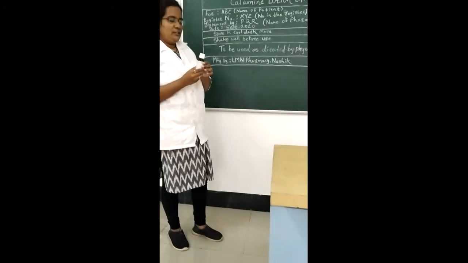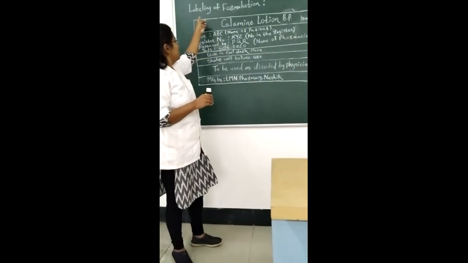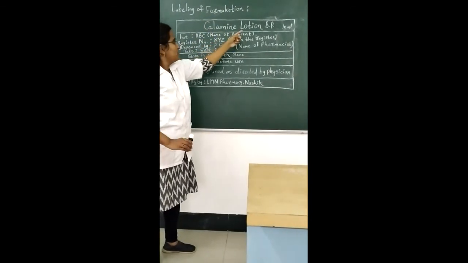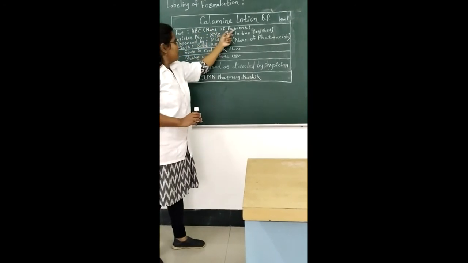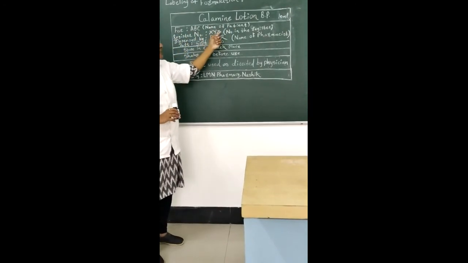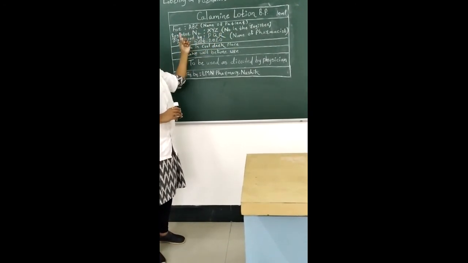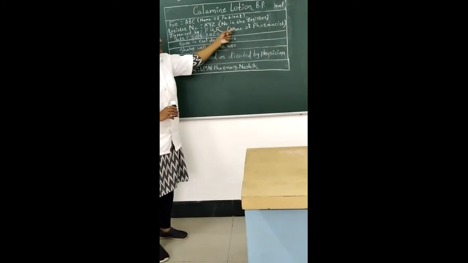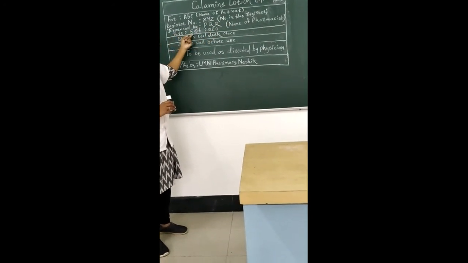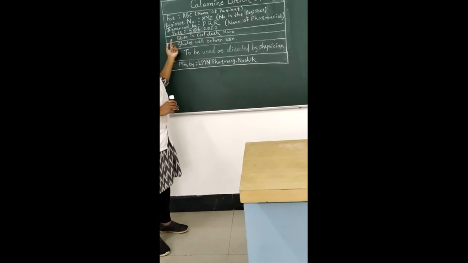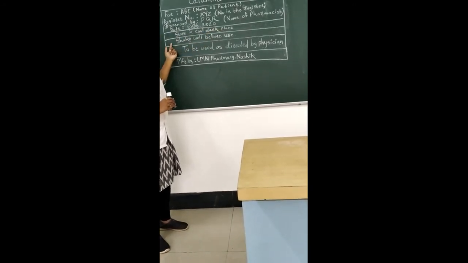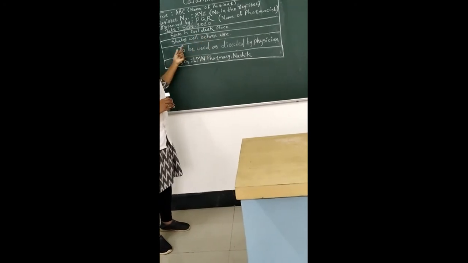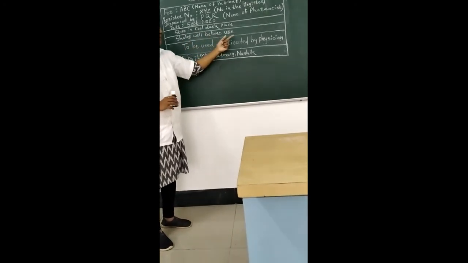So now let's move towards the labeling part. Labeling of formulation: calamine lotion BP 10 ml. For ABC, meaning name of patient, register number XYZ, that is the number given in the register. Dispensed by PQR, meaning name of the pharmacist. Manufacturing date September 2020. Storage condition: stored in cool and dark place. Then shake well before use. To be used as directed by physician.